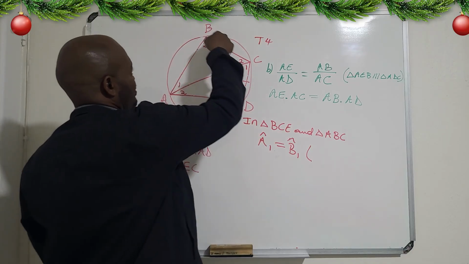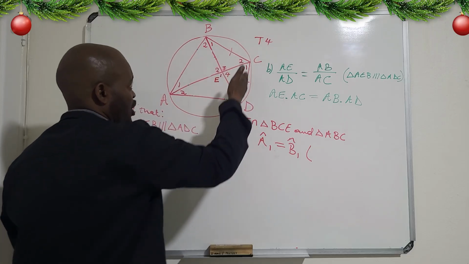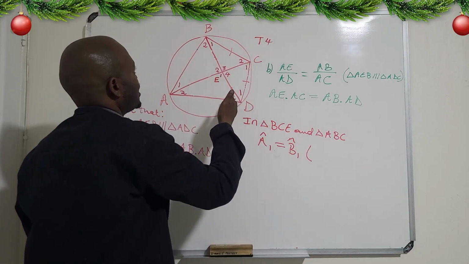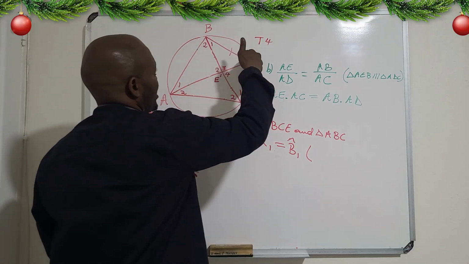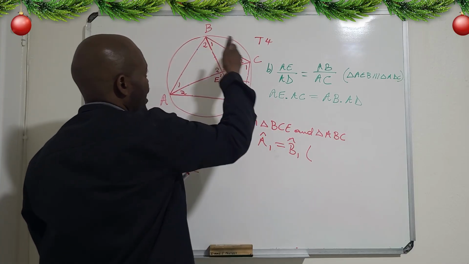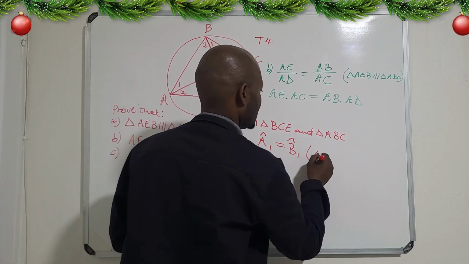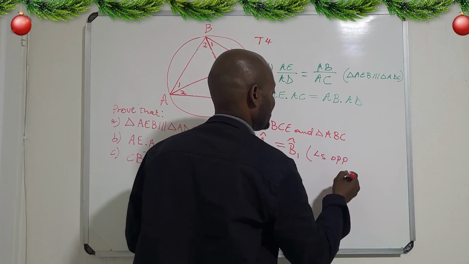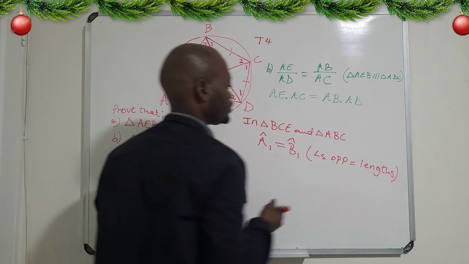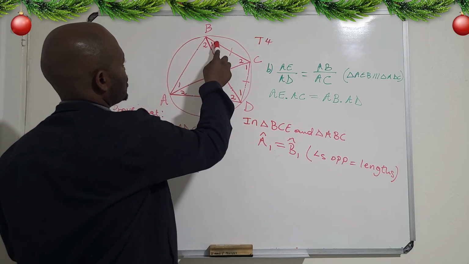You can see this angle is subtended by this line. This angle is also subtended by this line. Therefore, angles subtended by equal lengths. Because this angle is subtended by BC, which is equal to CD. Therefore, this angle is subtended by CD. Therefore, this angle is equal to that angle. Angles subtended opposite equal lengths. Now, we can see that this angle is equal to that angle.